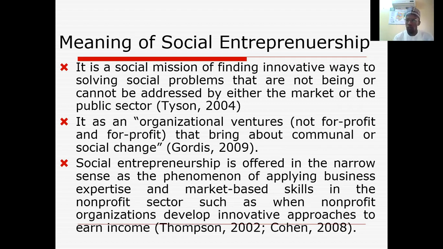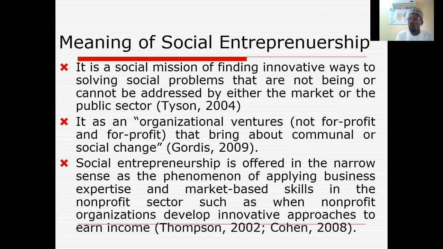So social entrepreneurship could be an organizational venture, for profit or not for profit, that brings about communal or social change, that tempers the status quo, that changes the way things are happening in the society, that tries to solve a particular problem. Another definition says social entrepreneurship is offered in a narrow sense as the phenomenon of applying business expertise and market-based skills in not-for-profit sectors, such as when non-profit organizations develop innovative approaches to earn income. This is the definition that best describes social entrepreneurship. It's a process of using business expertise to solve a societal problem.